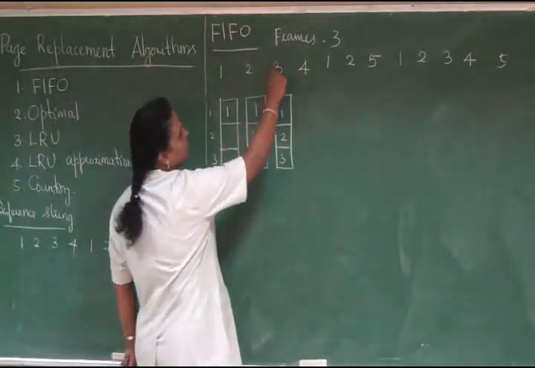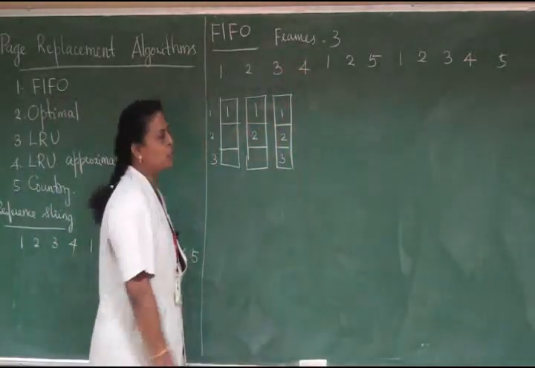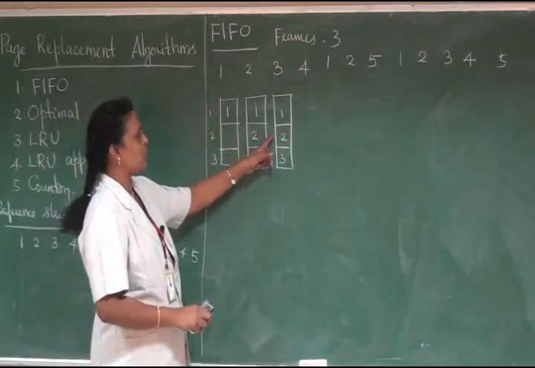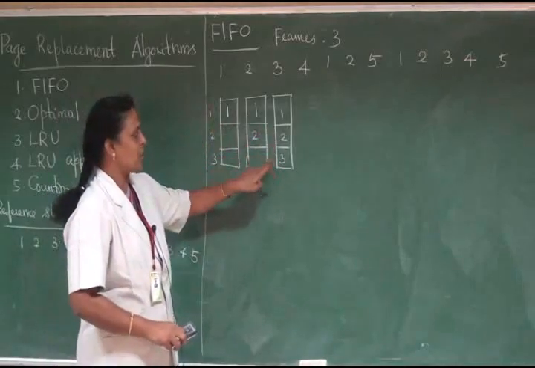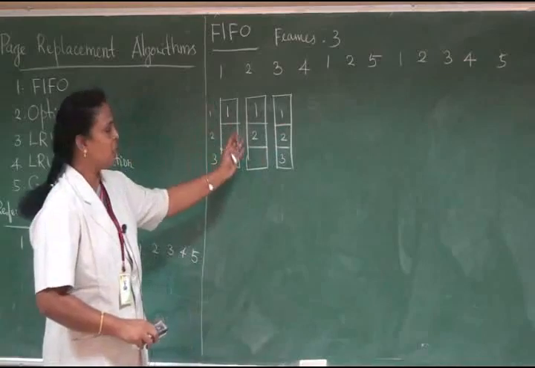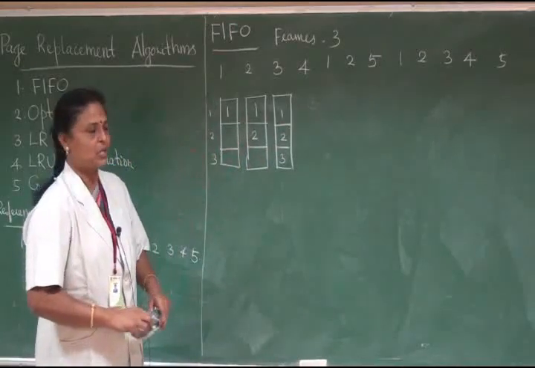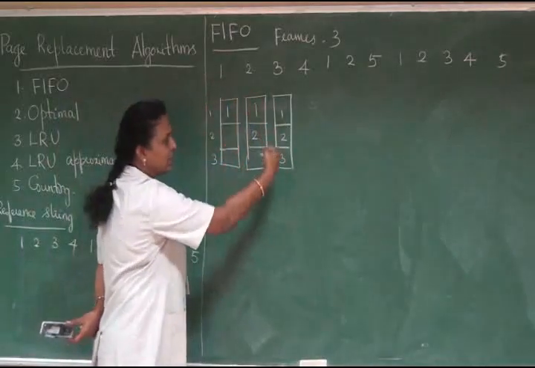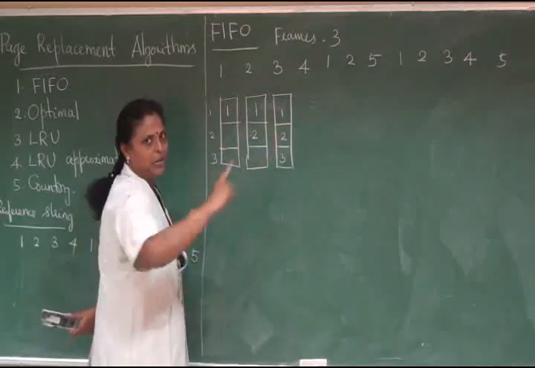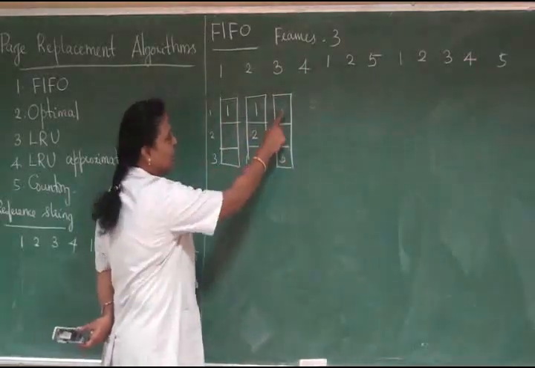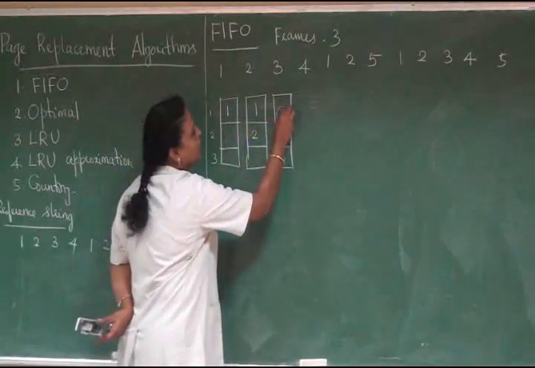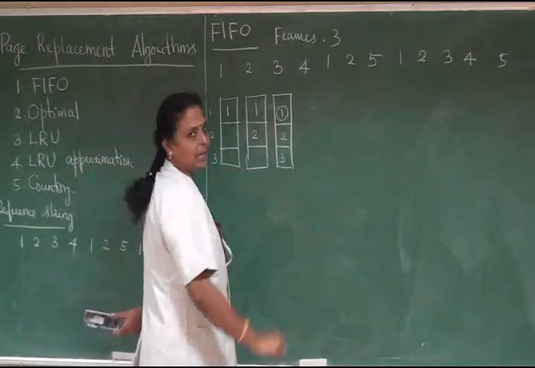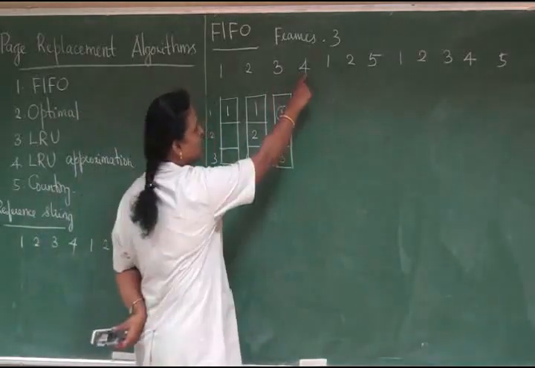Then next it is trying to access page number 4. Page number 4 is not available here, but the allocated frames are only 3. So among these 3, it has to select one page for replacement. So which one is the victim page? In FIFO, the page which entered the frame first will be replaced first. Among these 3 pages, page 1 was loaded into the physical memory first. So page 1 is selected as the victim page, and it will be replaced with 4.